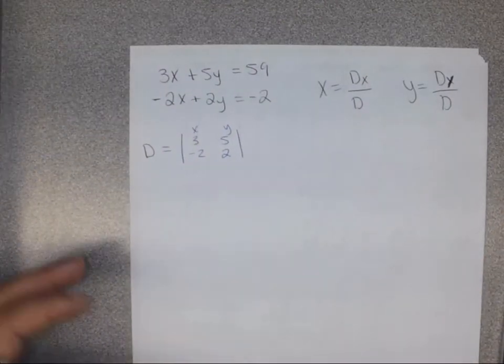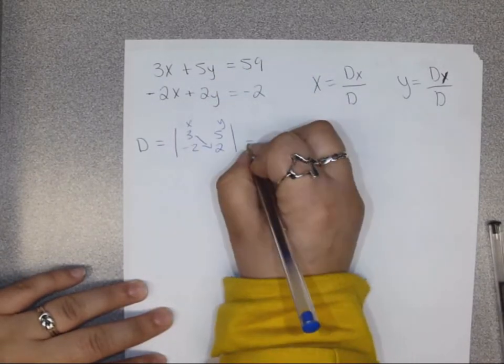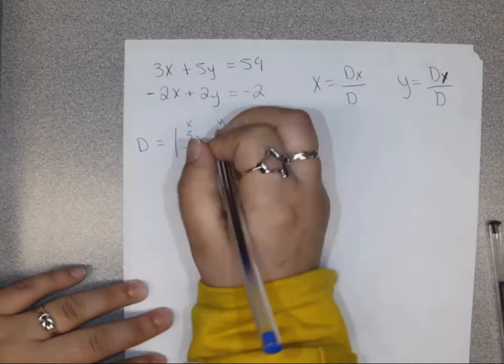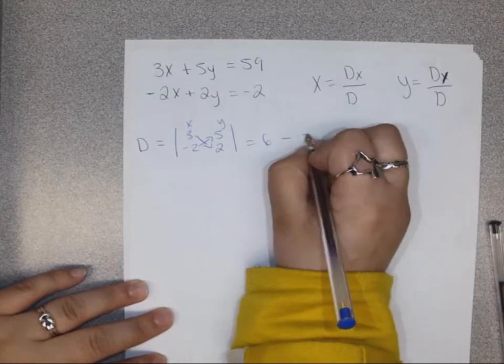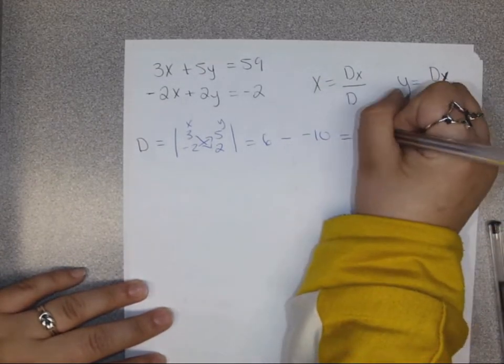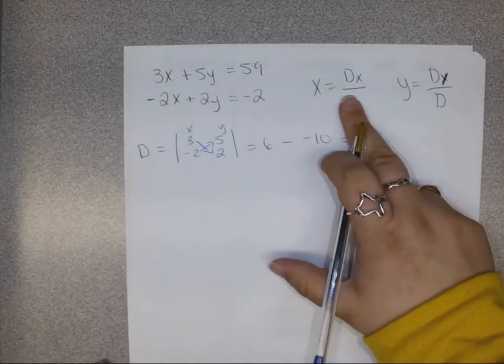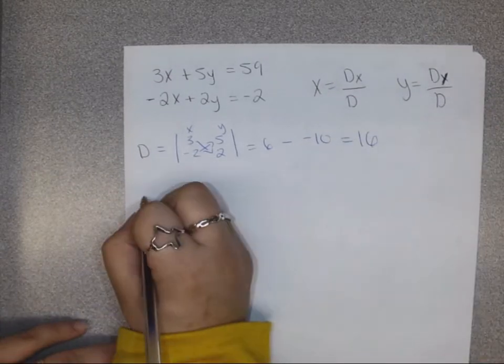And we know how to find 2 by 2 determinants. We cross multiply. 3 times 2 is 6 minus cross multiply negative 2 times 5 is negative 10. Double negative becomes positive, so that's how we end up with 16. Now we have to find the determinant of x and the determinant of y.